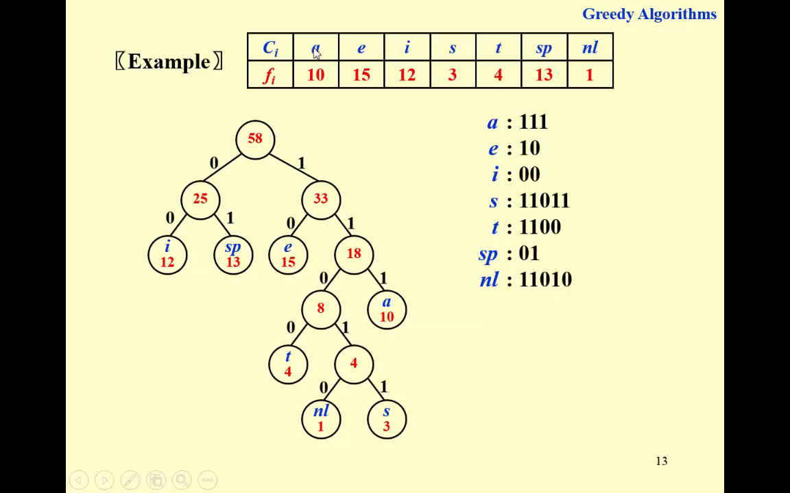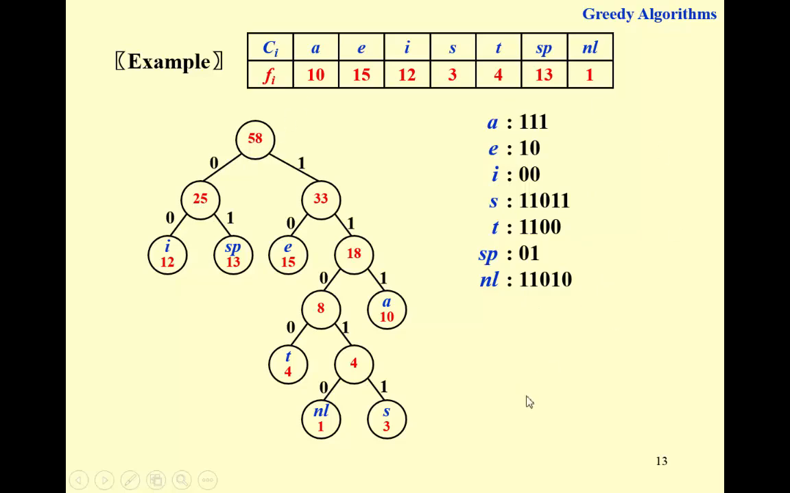So A is, where is A? A is here. So A corresponds to 1, 1, and 1. And E corresponds to, E is here. E corresponds to 1 and 0. And I is 0, 0, and so on and so forth.